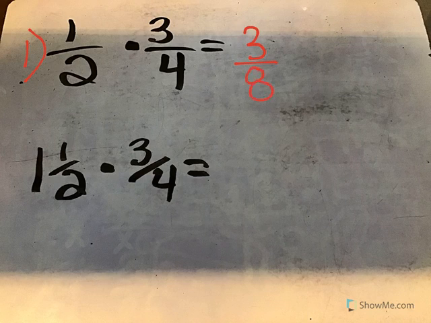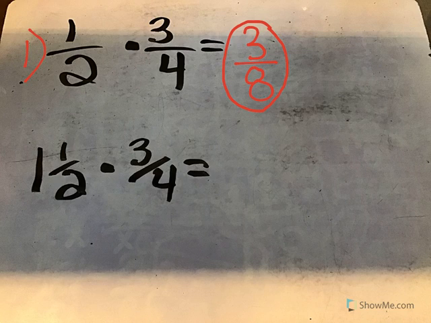Now every time we have an answer, this is our product, that includes fractions, we need to see if we need to simplify. We cannot simplify 3/8, so that is my answer. Again, multiplying with fractions is really easy. On proper fractions, multiply the numerator by numerator, denominator by denominator, and see if you can simplify. If you can't, circle your answer, and you are done.